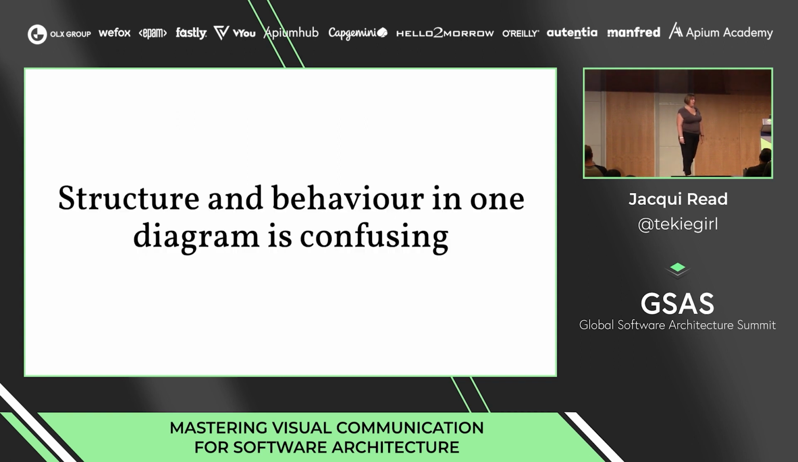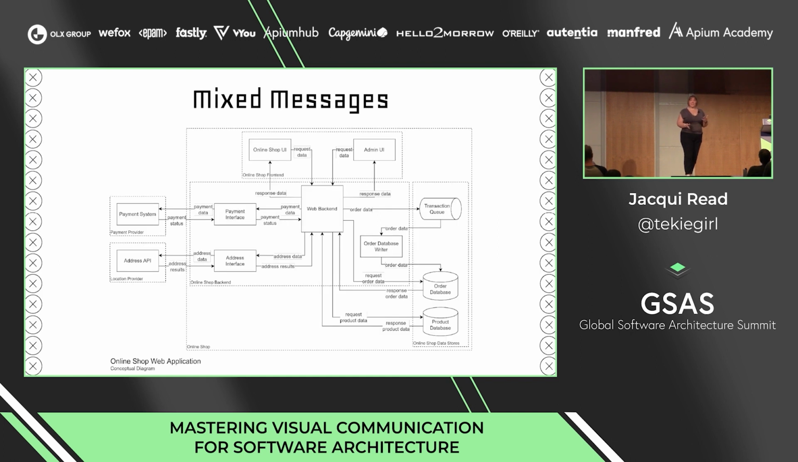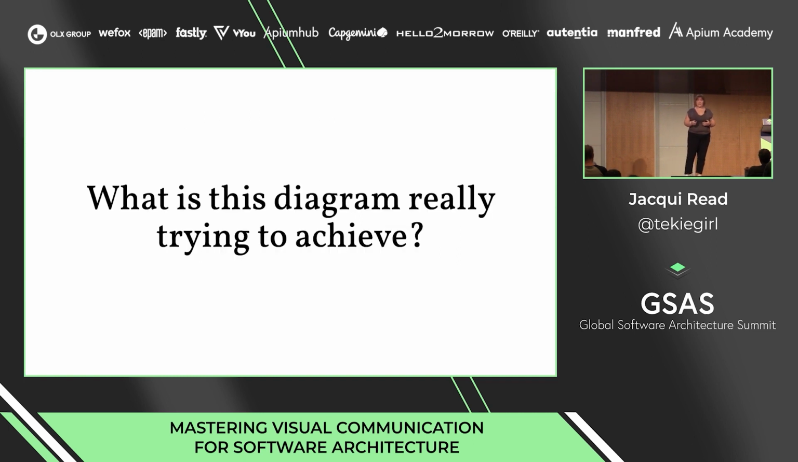Having structure and behavior in one diagram is very confusing. There's just too much information in that diagram. And here's just a sort of non-standard notation, and it's including a lot of information in here. We've got arrows going backwards and forwards, showing kind of the data flow in both directions. We've got kind of logical or conceptual ideas of where things are. There's a lot of boxes. What is that diagram really trying to achieve? And the answer here isn't it depends, it's too much.